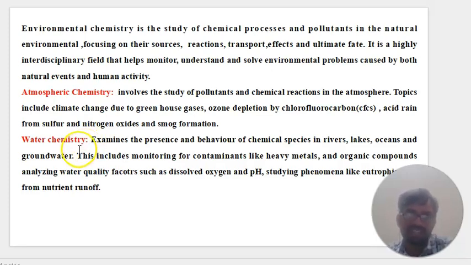The next branch is water chemistry. Nowadays water contamination causes many problems, like heavy metals and organic compounds. It involves analyzing water quality factors such as dissolved oxygen and pH, and phenomena like eutrophication and nutrient runoff. These kinds of studies come under water chemistry.